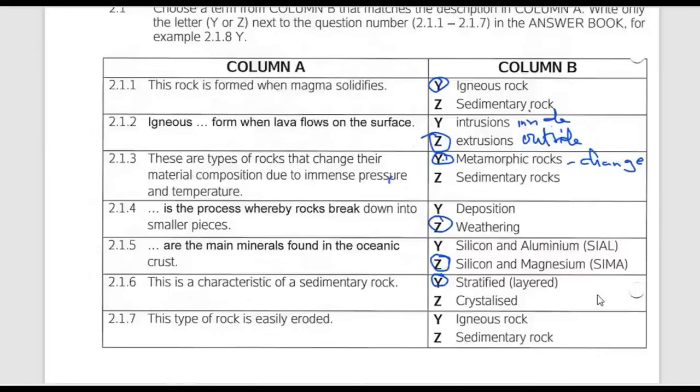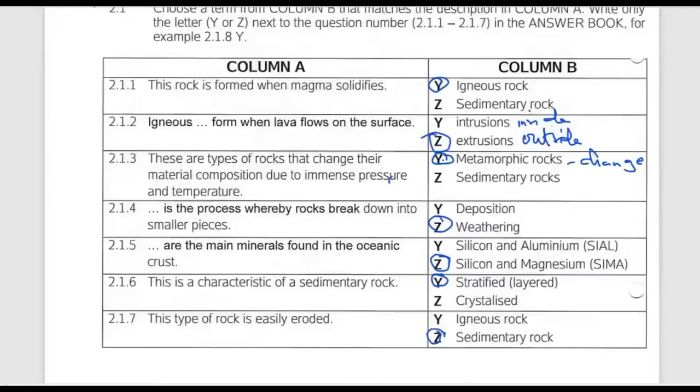Right. We move on to the next question, which is question number 217. This type of rock is easily eroded. Which one is easily eroded? An igneous or a sedimentary? Obviously, it's a sedimentary because it's made up of different sediments. It's a weaker rock. Igneous rocks are very hard and solid. Like you can talk of granite, you can talk of basalt. Those rocks are very hard because they come from the hot molten rock from volcanic activity. Right. That was the first part.